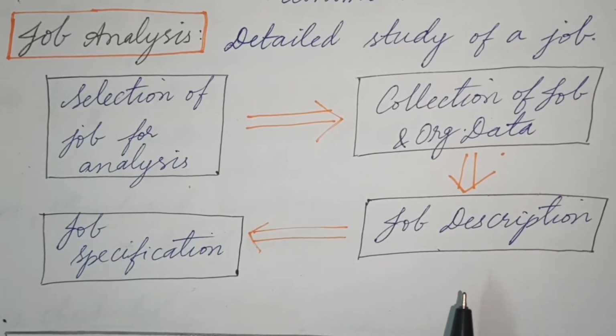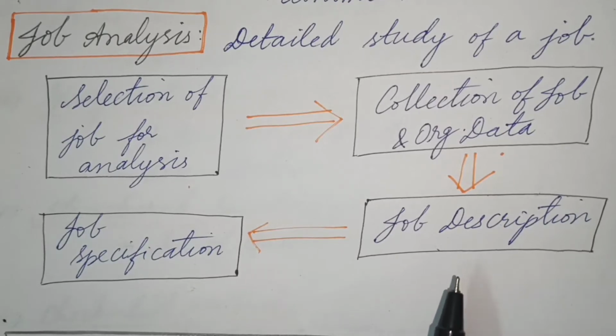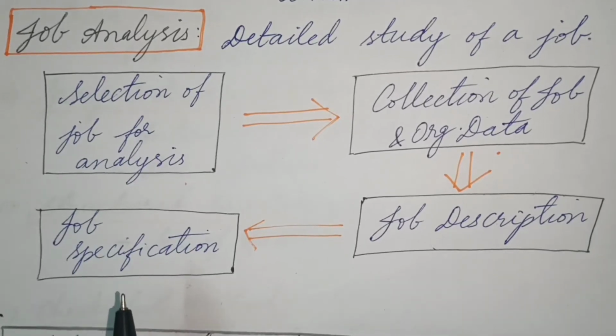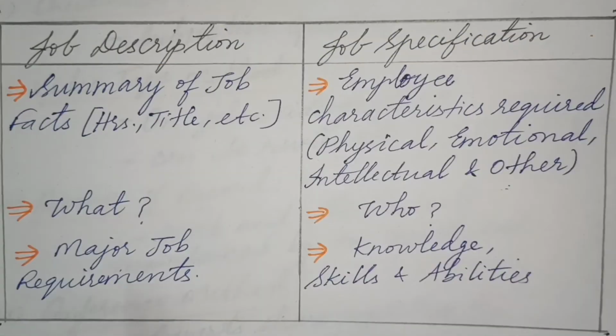After you've collected information about the job and about the organization, the next step is job description. Job description is basically a summary of the whole job facts. We'll be looking at this in detail in the later part of this video. The next stage is job specification. Job specification refers to the characteristics that are required to do that particular job, which is expected of the employee who is going to be hired. We'll be looking at this in detail as well. So let's look at what job description and job specification means.